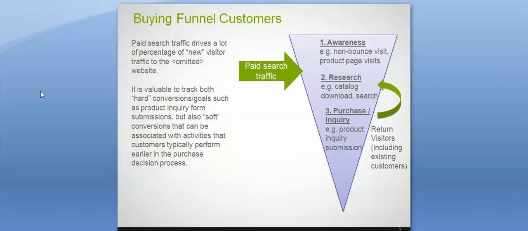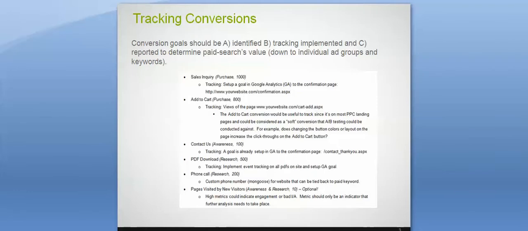So the first step is once you've identified all those different types of conversions, which interchangeably we'll call goals, because in Google Analytics you set goals based on when a certain action happens, a certain conversion. So once the conversion goals have been identified and the tracking implemented, which I'll talk about a little bit later, you'll be able to determine the paid search's value down to individual ad groups and keywords. But again, first, identify a purchase action.